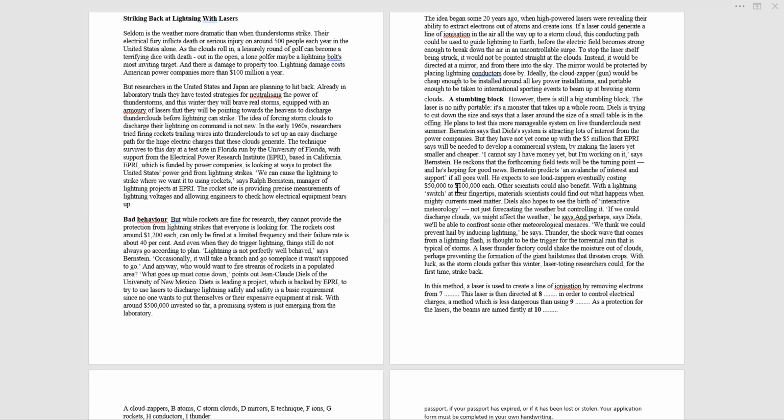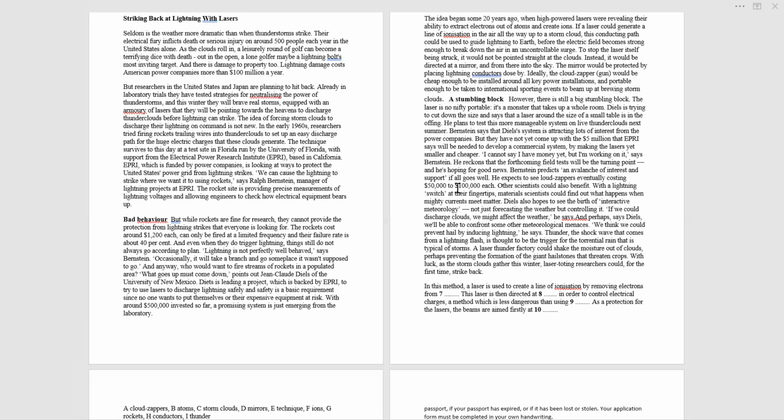As a protection for the laser, the beams are aimed firstly at... So protection from the laser, what do they do? Instead, it would be directed at a mirror. You see, this is to stop the laser itself being struck. It would not be pointed straight at the clouds.